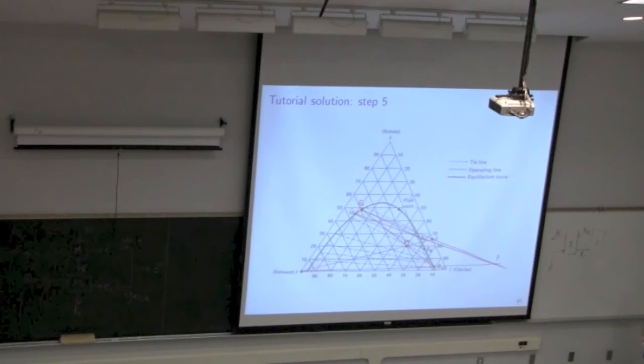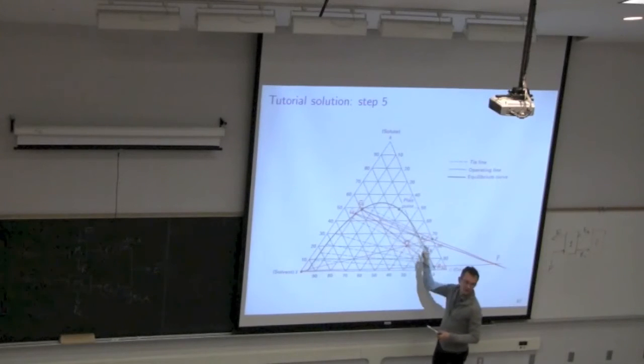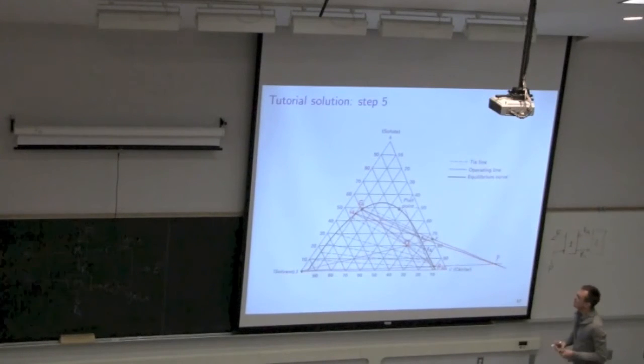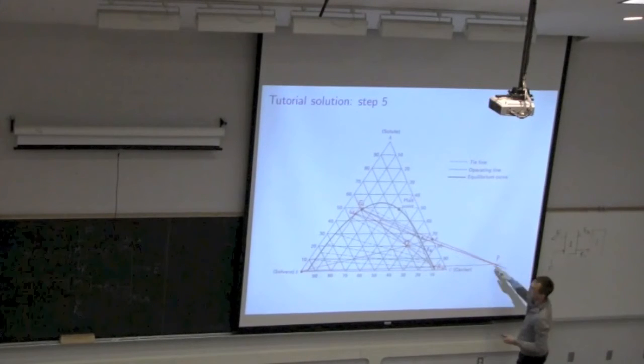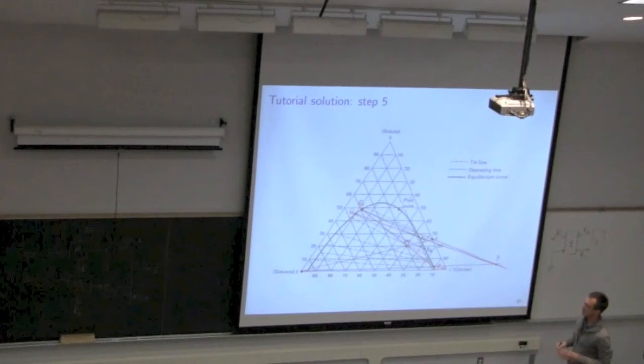You got R1 by going through the tie line, sorry, R1 by going through the tie line from E1. E1 and R1 are on the tie line, that's drawn in blue over there. So red lines are through the operating point, blue lines are through R1, parallel to the tie lines, or interpolated with the tie lines, I should say.